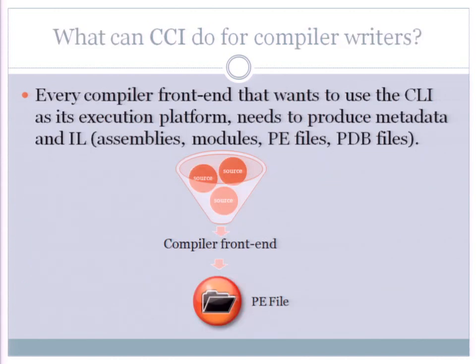So what can CCI do for you if you're a compiler writer? Never mind how different your compiler is, if you want to run code on .NET, and I guess you all do, at some point you're going to have to take all of your source files and scrunch them up or do something to them and produce a portable executable format file containing a .NET assembly or a module. And that's what you're going to run. So every compiler has this problem. So of course, solutions exist, otherwise they wouldn't be compilers.